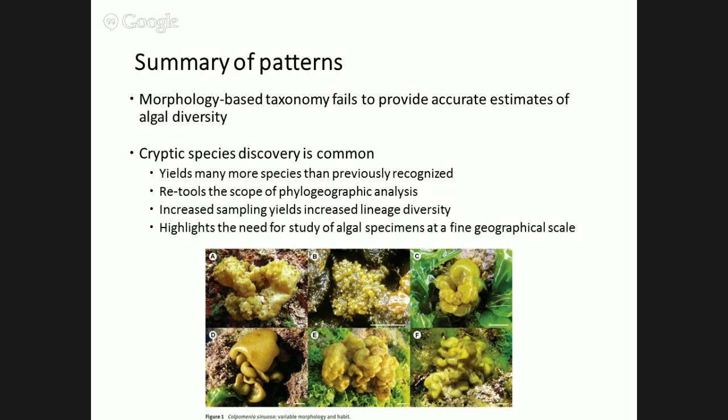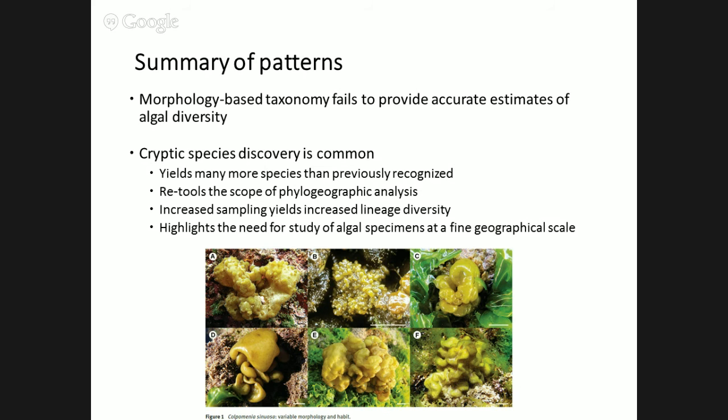This cryptic species discovery yields many more species than previously recognized, but it also retools the scope of phylogeographic analysis. What I mean by that is that I stood up here today and wanted to talk to you about phylogeographic patterns of tropical marine seaweeds, but the truth is, every time we try to do this, what we typically discover is that it's not a species, it's a whole series of species. And if you want to look at phylogeography, you need to get below that species level. So it's retooling that scope.